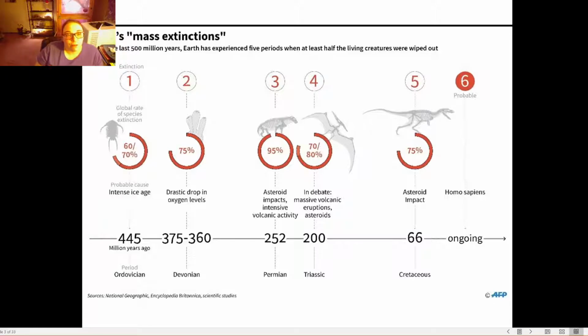Then there was our third mass extinction, which was the Permian-Triassic extinction. It was about 252 million years ago. And this was the deadliest extinction in all of history. So even though most people know about the Triassic or the KT extinction, which we'll get to in a minute, this one was the most deadly. This one killed about 95% of all life on the planet.